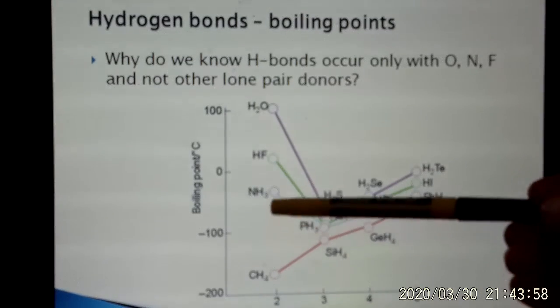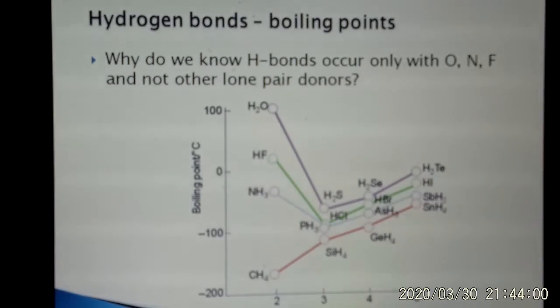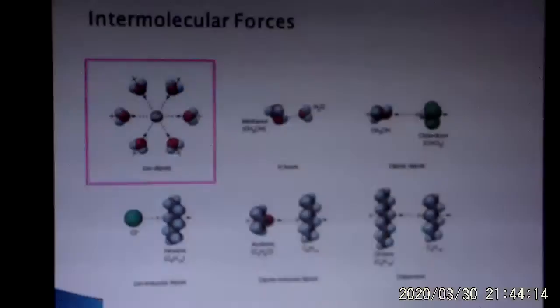And that gives it the extra interactions and attractions between your molecules, making your boiling point that much higher because there's that much more energy needs to be put in to break those bonds to get one of your molecules out into the gas phase.